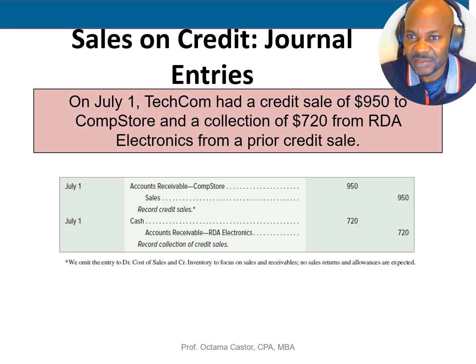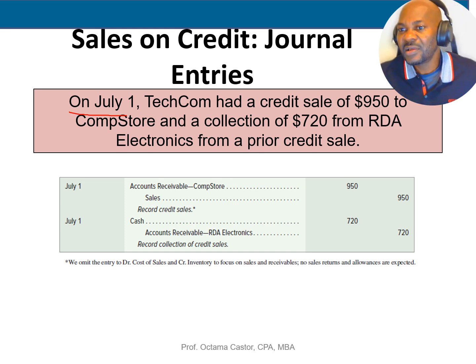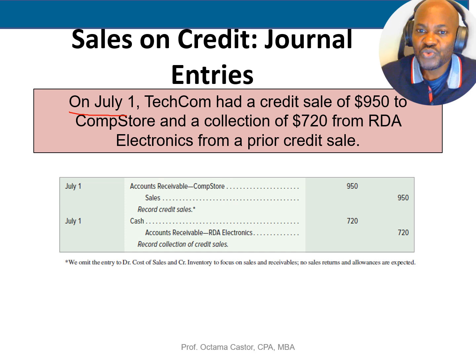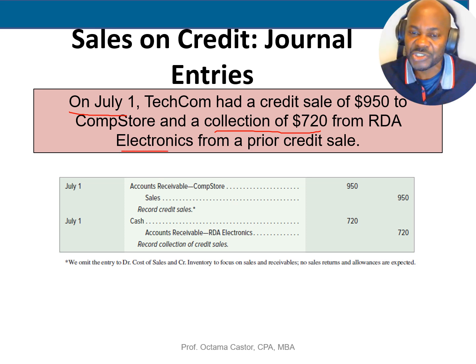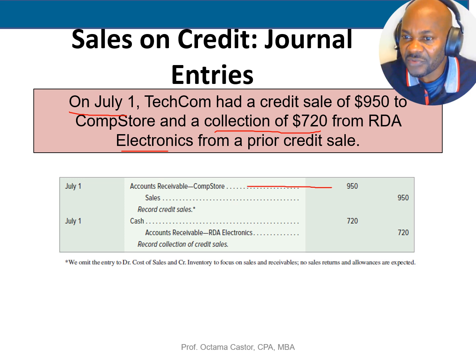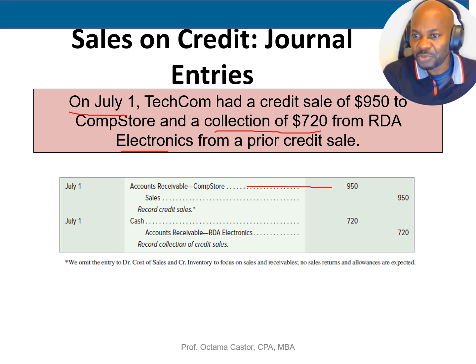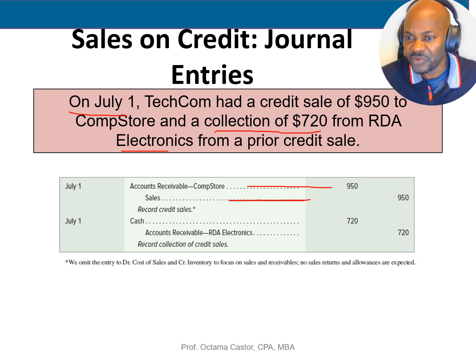Let's take a look at a sale on credit journal entry. Let's just say, for example, on July 1st, TechCom had a credit sale of $950 to Comp Store and a collection of $720 from RDA Electronics. Let's take a look at how these transactions would be recorded in your general ledger. Accounts receivable would be debited for $950. That's to establish the receivable from the sale that you made on credit. And you credit sales. Sales, which is the revenue account, is credited for $950.